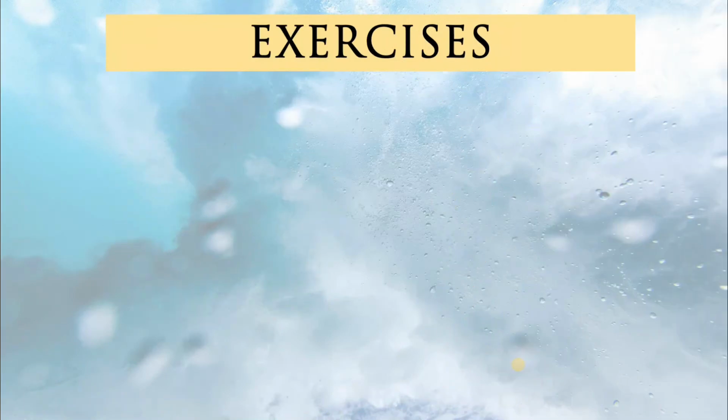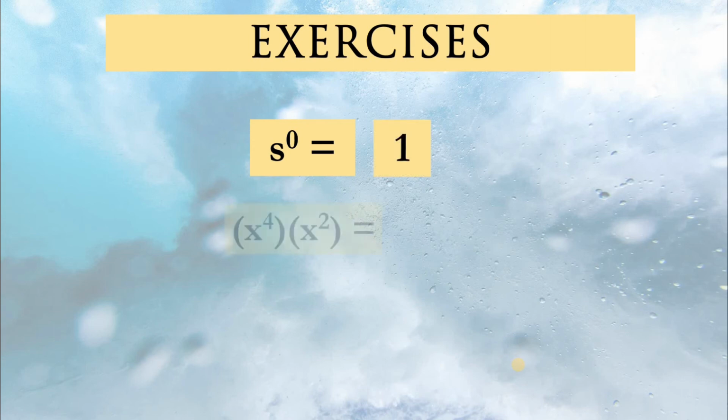Okay, so before we end, let's answer some exercises. So let's move to the exercises. So s raised to 0, 0 exponent is equal to 1. And then x raised to 4 times x raised to 2, product rule. Same base, copy the base, and add the exponents. So 4 plus 2 is 6.